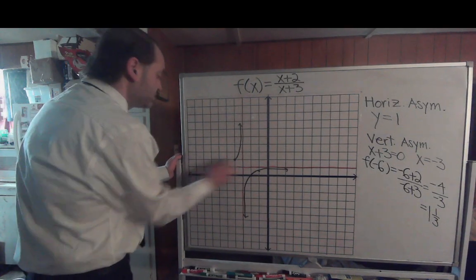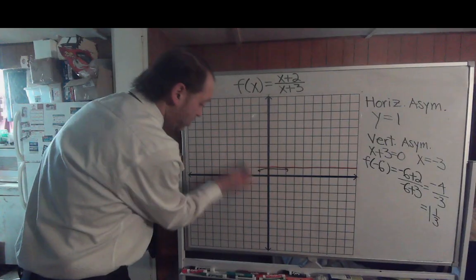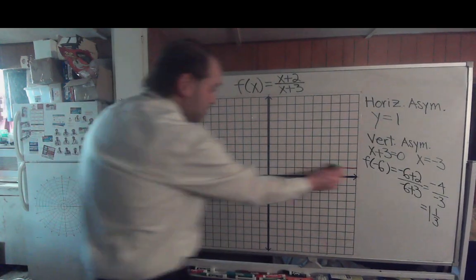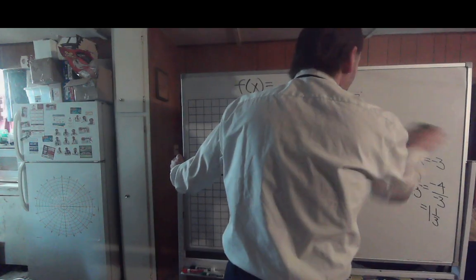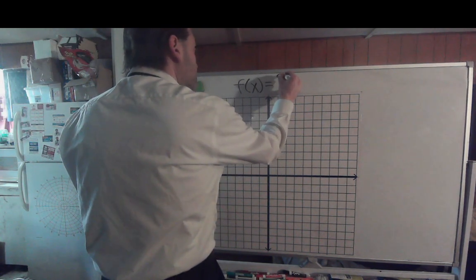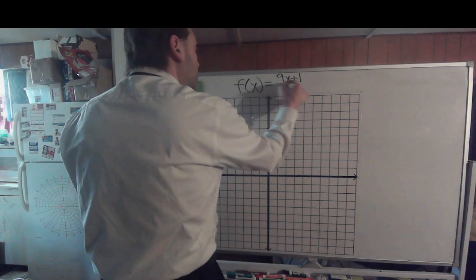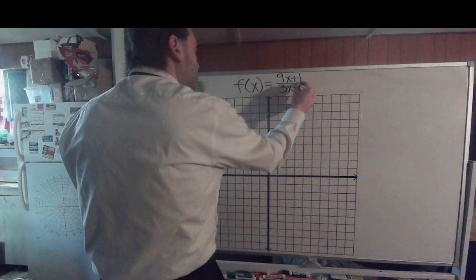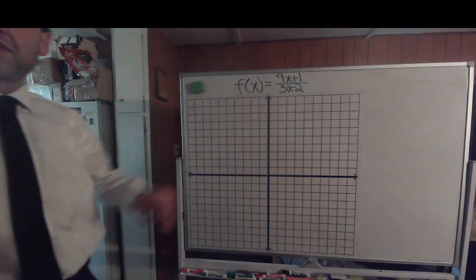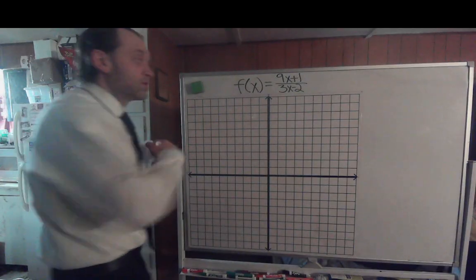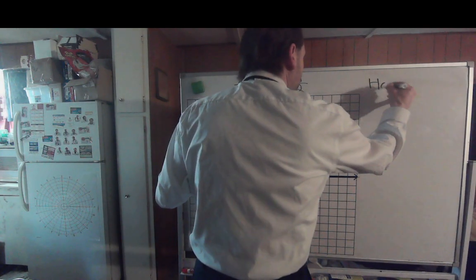Alright, and I got another linear example, and then we'll go on to some other types. Alright, so what about f of x equals 9x plus 1 all over 3x minus 2? Okay, so we have f of x equals 9x plus 1 divided by 3x minus 2. So let's go for the horizontal asymptote first. I think that'll help us.